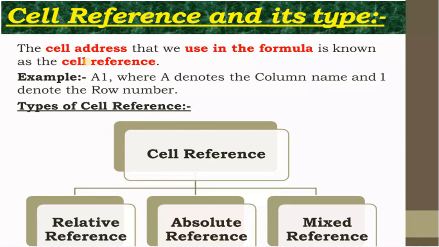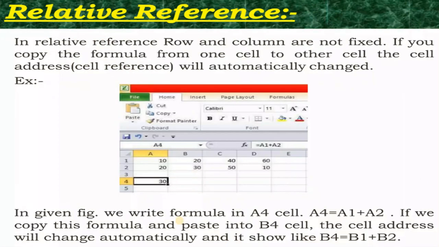We have three types of cell references. The first is the relative, which is the default. The second is the absolute, and the third is the mixed reference. So let's discuss them one by one. First, we have the relative reference.